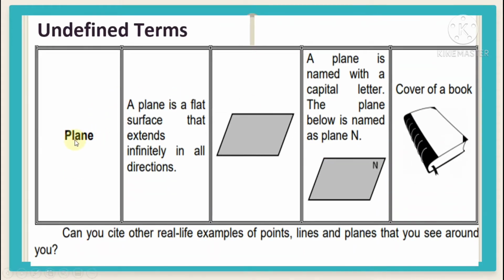Another example of undefined terms: a plane. A plane is a flat surface that extends infinitely in all directions. A plane is named with a capital letter. The plane is named as plane N. It is read as plane N. The cover of a book is also an example of a plane.